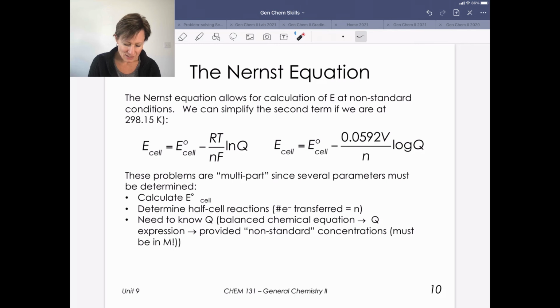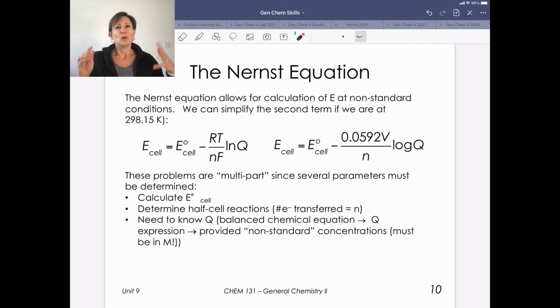If that's the case, we can actually combine these pieces: R, which is a constant, the temperature at 298, if we're at 25 degrees C, and then that Faraday constant. We can merge them into one constant that has a specific value. So R, T at 25 degrees C, and our Faraday constant can be lumped together like this. These equations really are the same if we are at 25 degrees C.